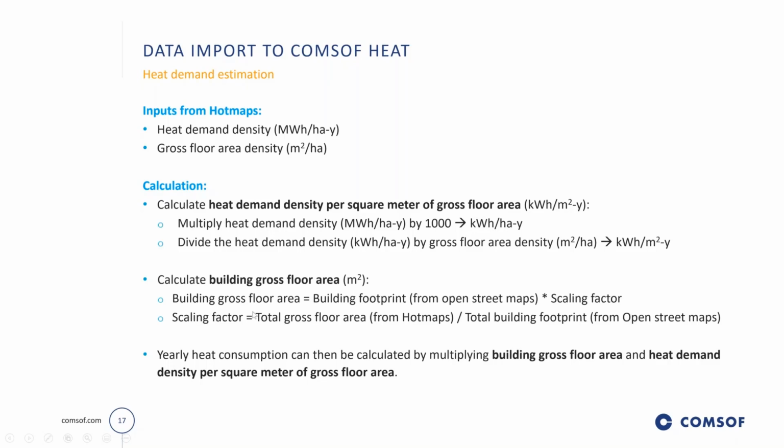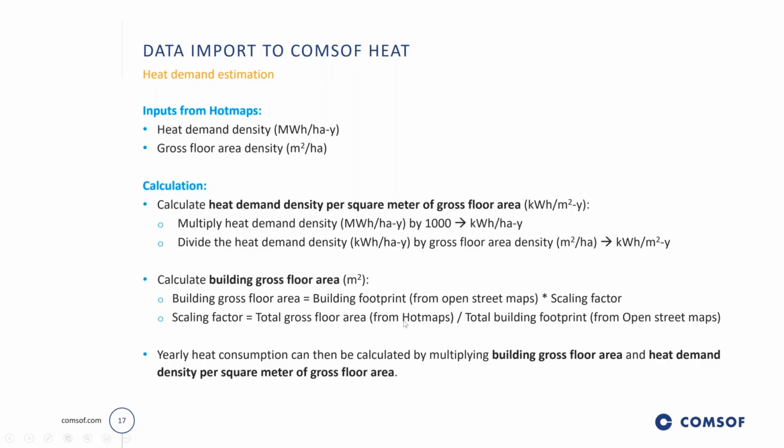The building gross floor area can be estimated using the building footprint, which is from OpenStreetMaps. We can calculate the building footprint, and then we can apply a scaling factor. Why do we have to apply a scaling factor? Because the building footprint we obtained from OpenStreetMaps also contains gardens or other spaces, which not necessarily need to be heated, and it also does not take into account different floors. So we need a scaling factor to change this building footprint to the heated building gross floor area.